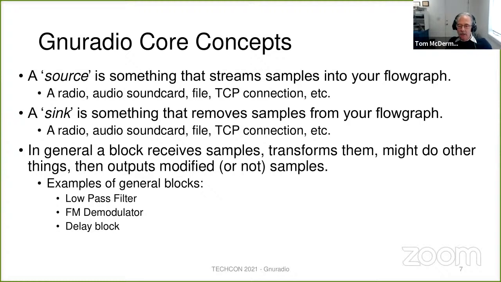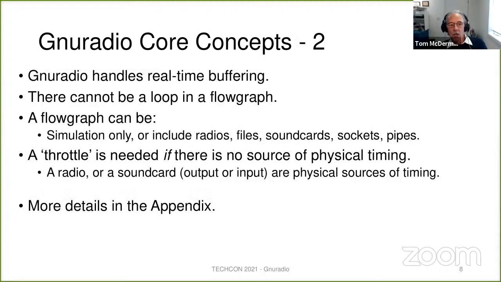So in general, a block in GNU Radio receives samples. It does some transformation on them. It might multiply them to make them bigger, or it might filter them, or it might squelch them. It can do all kinds of things to the samples, and then outputs modified samples. Some general blocks, for example, are the low-pass filter and the FM demodulator. You can build a delay block in GNU Radio. There's a lot of interesting things you can do. GNU Radio does all the real-time stuff for you behind the scenes, so you don't need to know anything about buffering and buffer sizes and packets. All that's hidden from you.